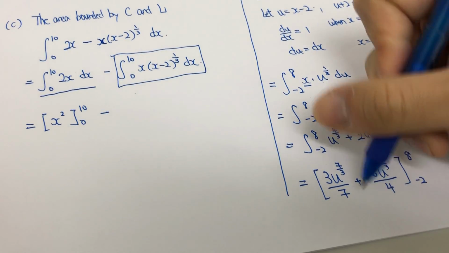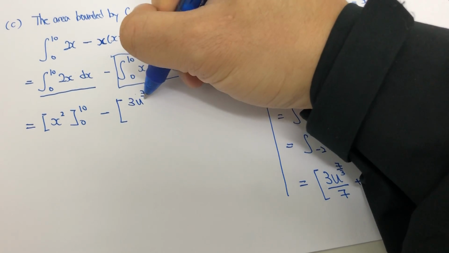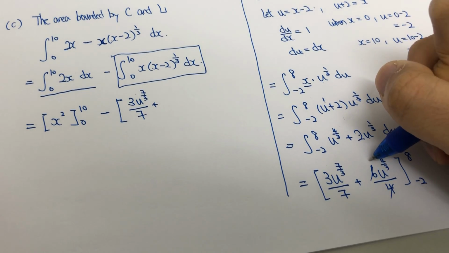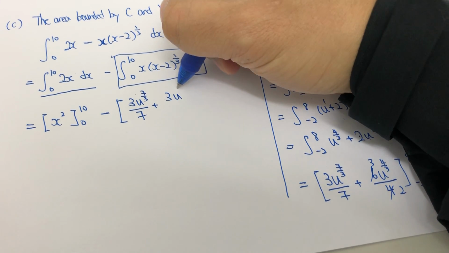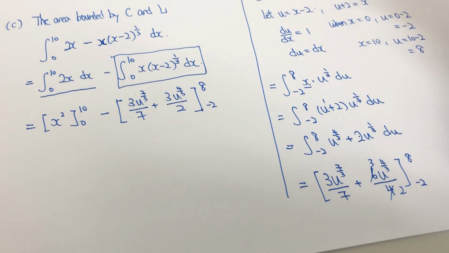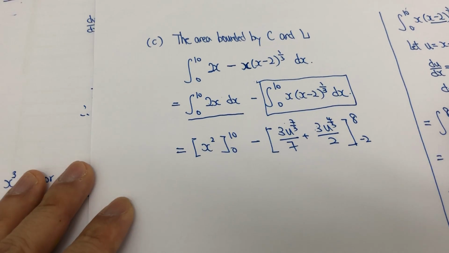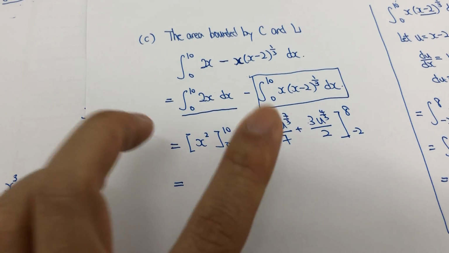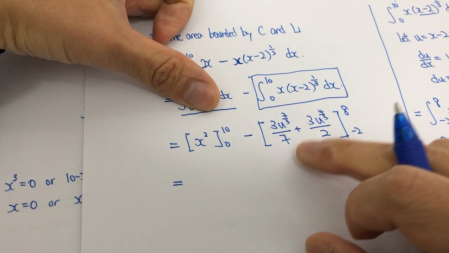So let's copy this to here. It becomes 3u to the power of 7 over 3 divided by 7, plus, we could simplify, 3u to the power of 4 over 3 divided by 2, with boundary negative 2 and 8. Copy to here. Alright, let's go back to here now. So in terms of integration, it's done. Now, this is the part where it is very easy to make mistakes, so let's do it very carefully.